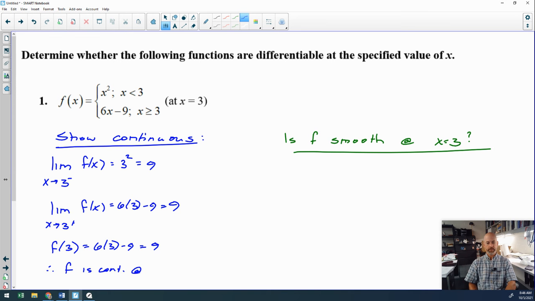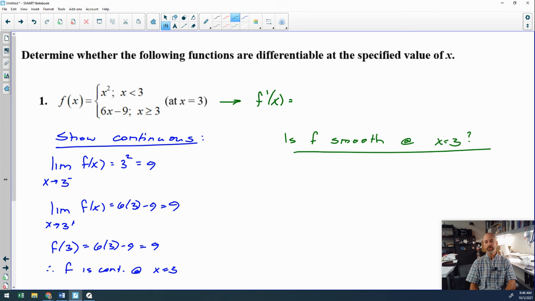F is indeed continuous at x equals 3. The question is now, is there a cusp or a corner? We know we have the continuity. Now, is f smooth? And to show the smoothness of f, we need its derivative.